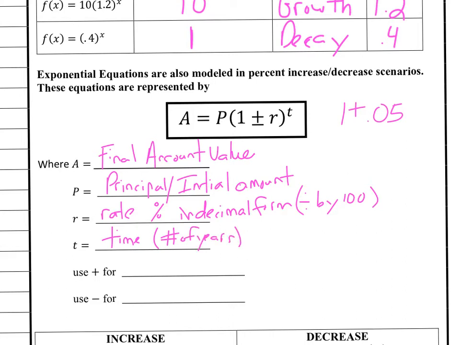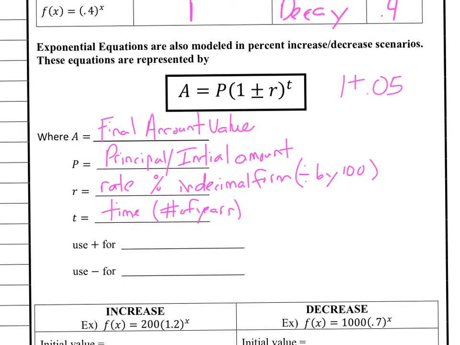Okay. So, if we want things to increase, we have to use the plus. Okay, the plus is going to represent increasing. So if it's a 5% increase, that's what we're doing. This would be growth. We add it. If it's a 5% decrease, we use minus. All right, that is for decay.